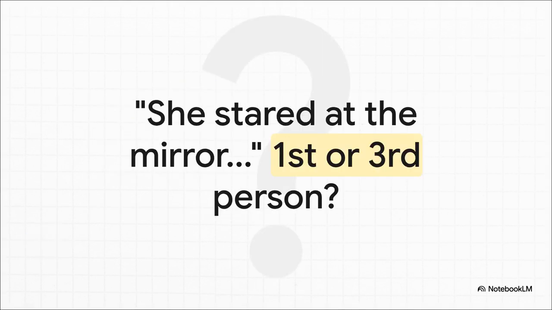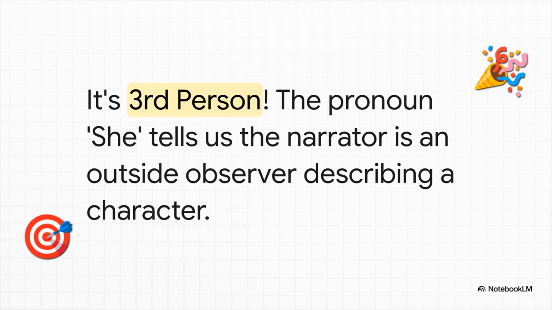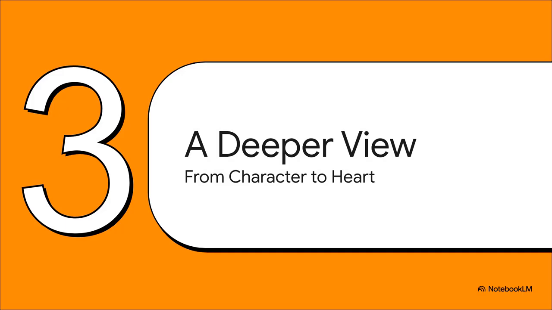Awesome. How about this one? She stared at the mirror, unsure of her reflection. Got it? If you said third person, you are absolutely right. The pronoun she puts the narrator on the outside, looking in. Simple enough, right? But now we're going to see how this simple little literary tool connects to something way, way deeper. So we've got the narrator's lens down, but what if we took that same exact idea and applied it to real life? I mean, point of view isn't just a term for English class. It's the lens we see the world through, and maybe more importantly, how we see each other.